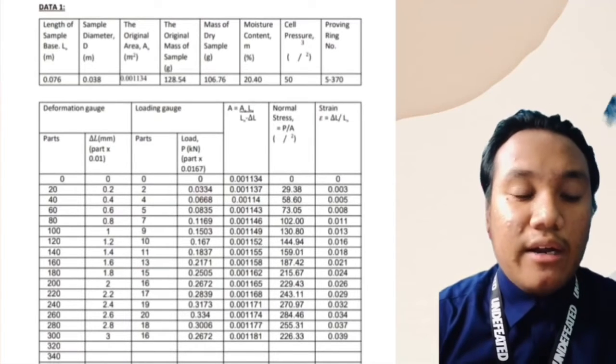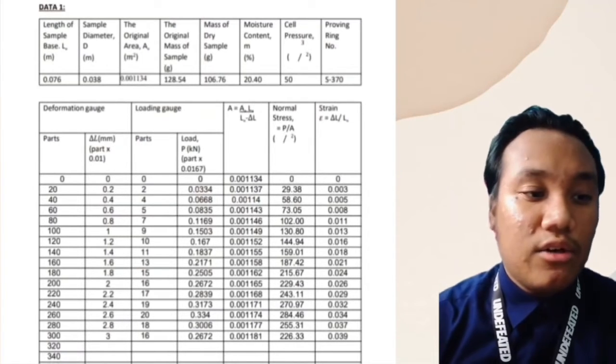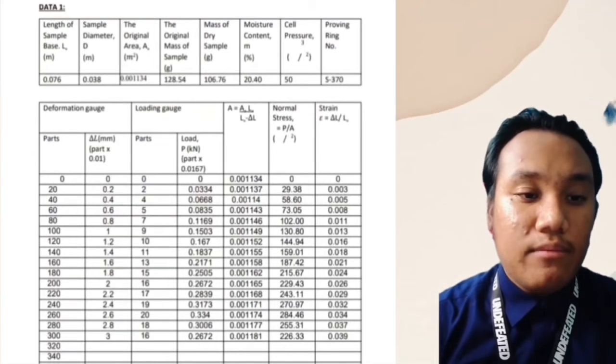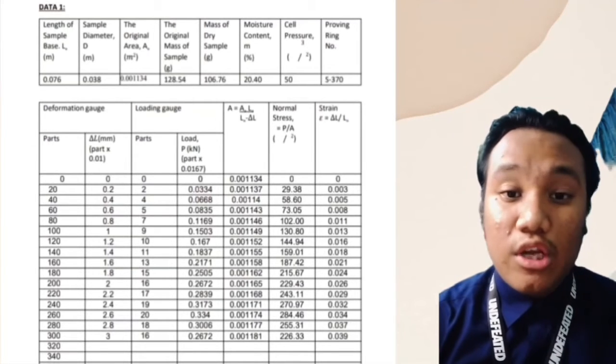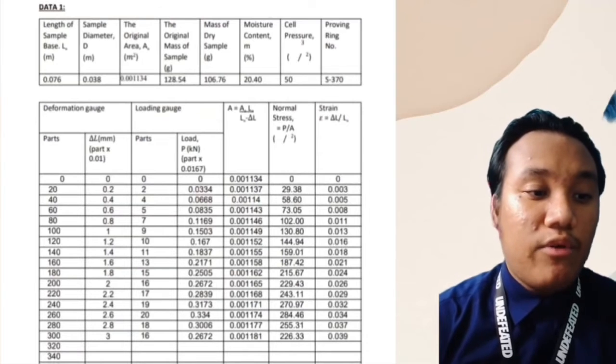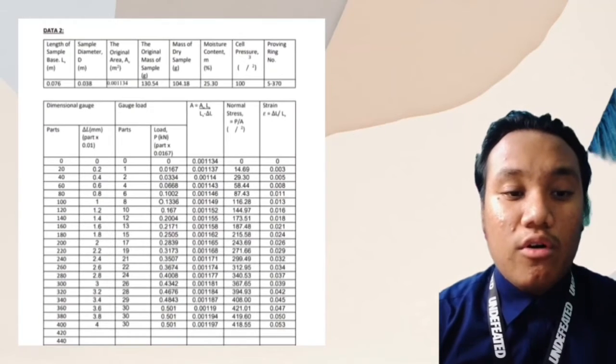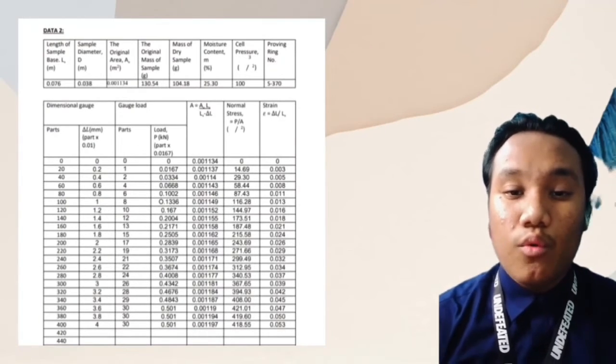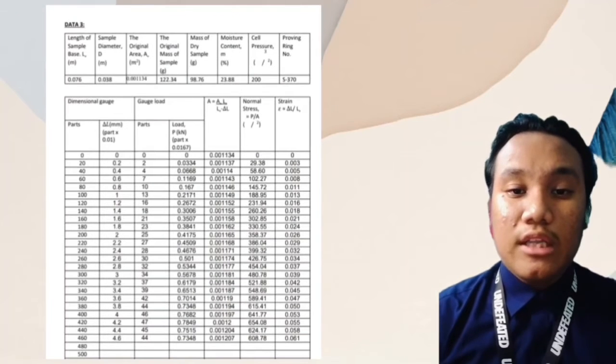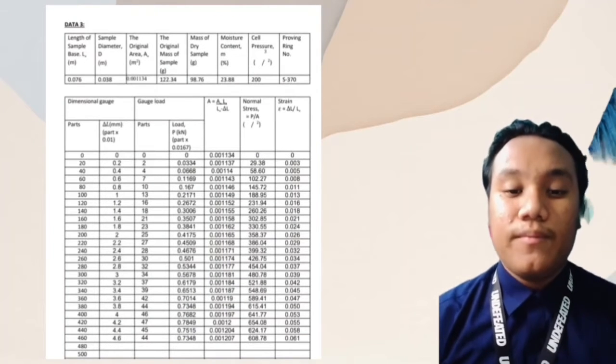Then divide by 1000, because we change the unit, and round up the number and you will get 0.03. Repeat the whole process for the rest of the data, the same with data table 2 and table 3.